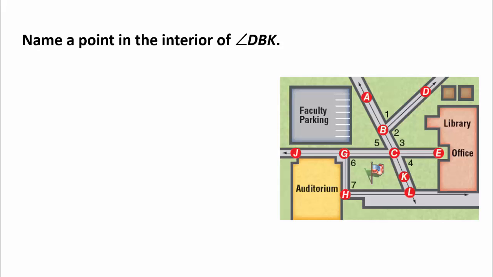Finally, we need to name a point in the interior of angle DBK. Again, I'm going to highlight DBK so you can see the angle, and we need to name a point that's on the interior of DBK, and the only one that we see here is this one. I'm going to use a different color so you can see it. Point E.